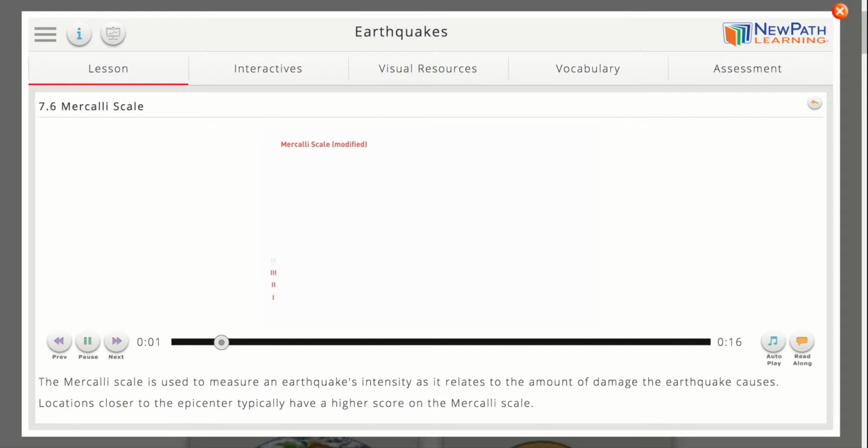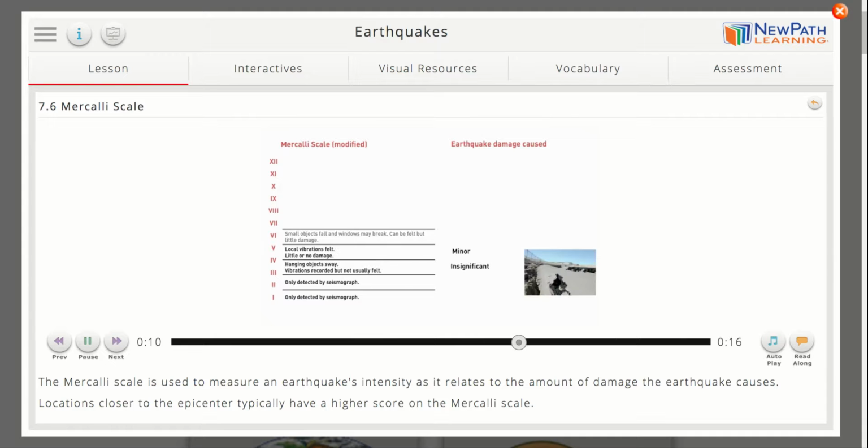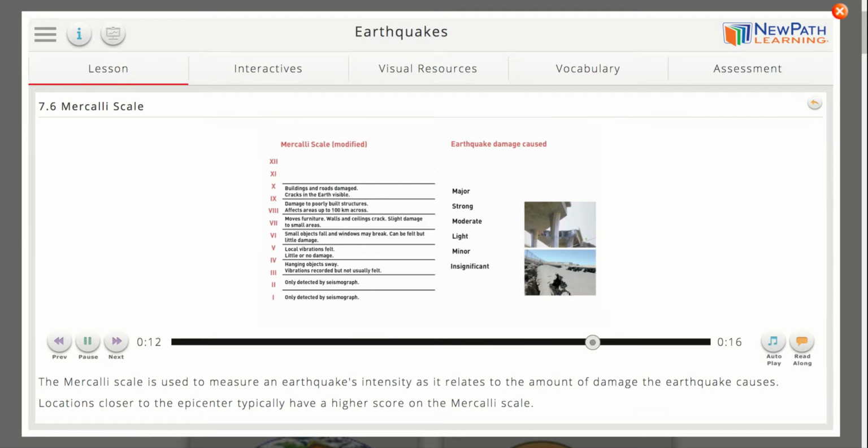The Mercalli scale is used to measure an earthquake's intensity as it relates to the amount of damage the earthquake causes. Locations closer to the epicenter typically have a higher score on the Mercalli scale.